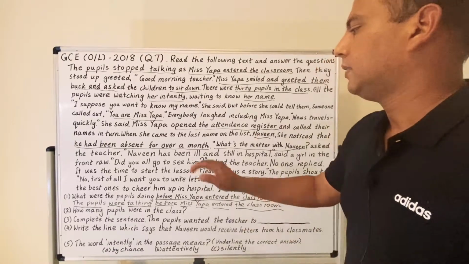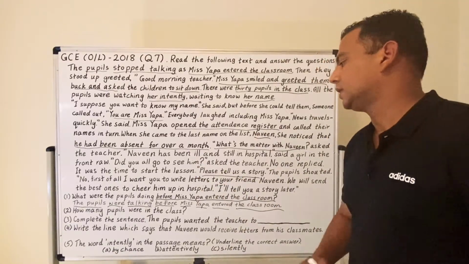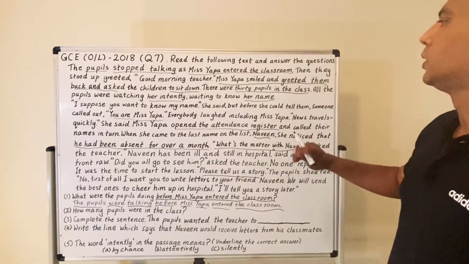Okay. And then the second question is, how many pupils were in the class? So just look at the passage again.